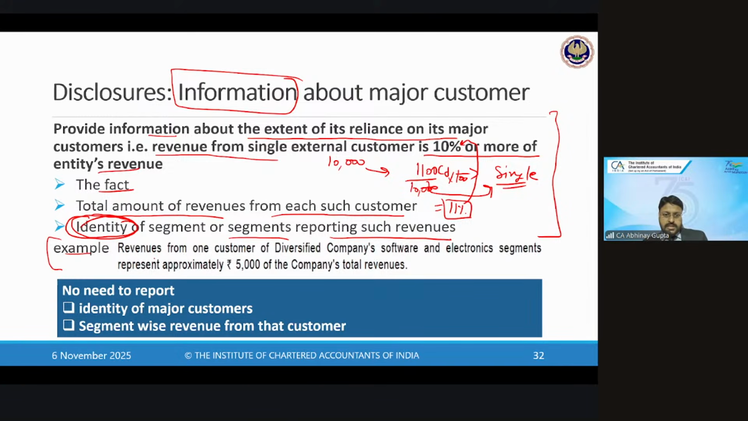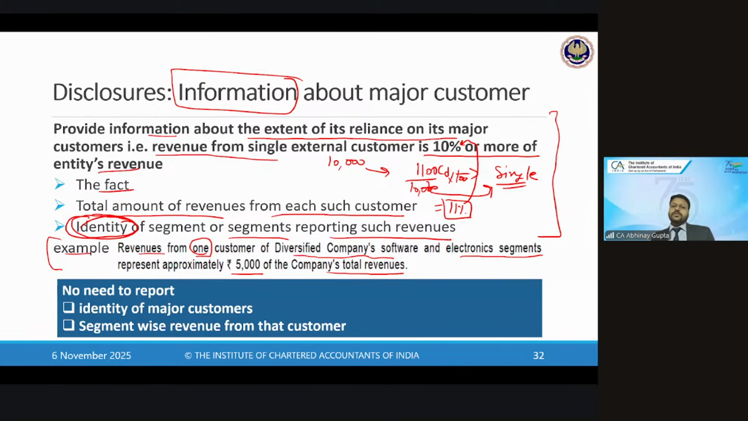The example disclosure says this is how we are going to disclose revenue from one customer. One customer means we are not giving the name. Revenue from one customer of the company, diversified company, software and electronic segments represent approximately 5,000 of the company's total revenues. Right? So this is how we are going to disclose. So we will say revenues from one of our customers are significant, approximately 5,000 of the company's total revenue.